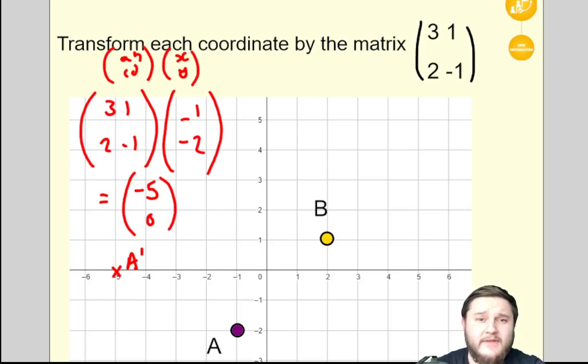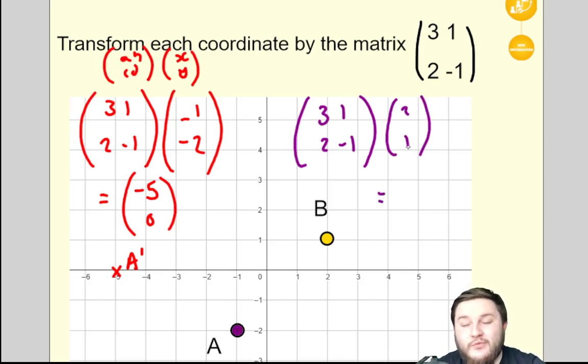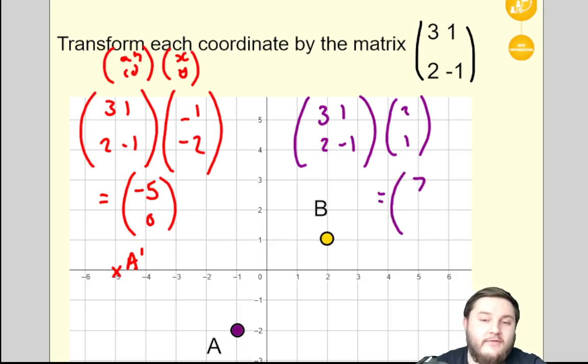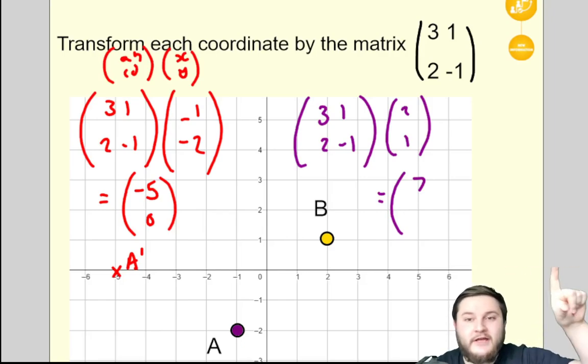And we could do the same thing for B. So we could do 3, 1, 2, negative 1, and the coordinate B is 2, 1. So we get 3 times 2 is 6, plus 1 times 1 is 7. Now if you want to recap on how I'm doing this, I multiply every value in the row of the left matrix with every value in the column of the right one.